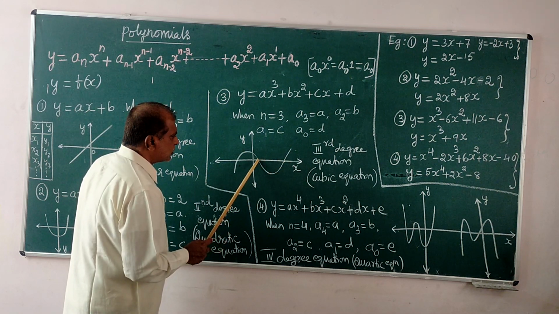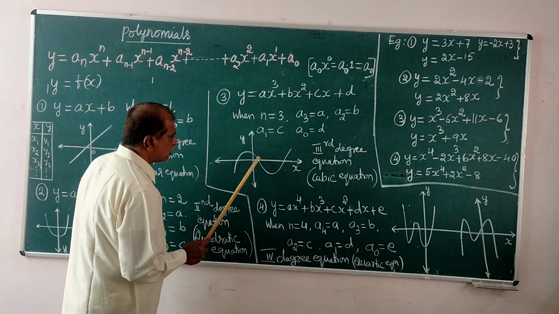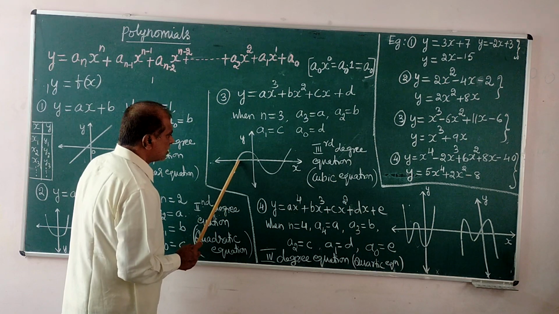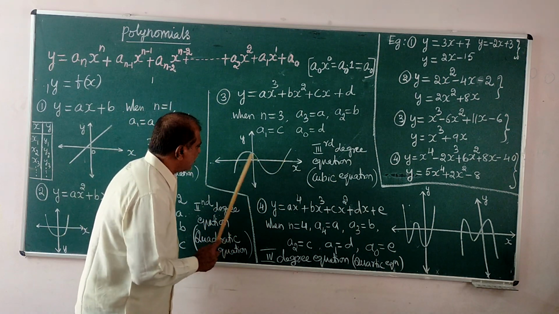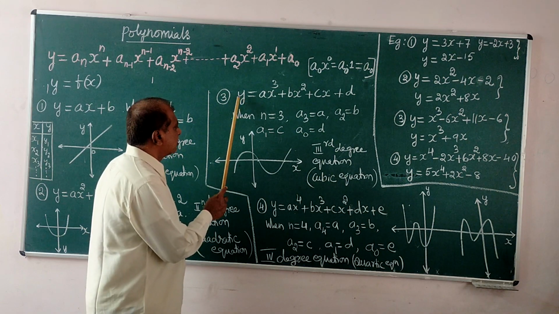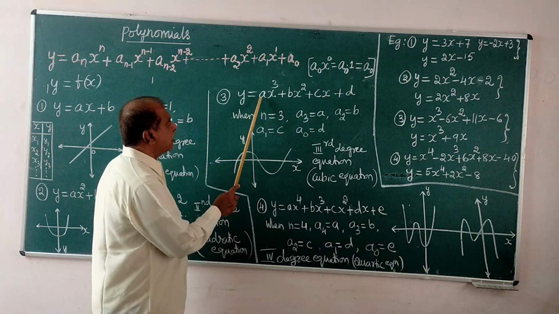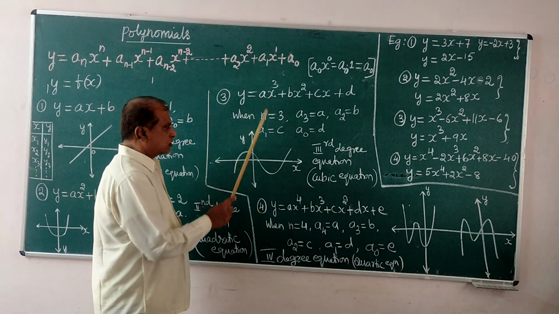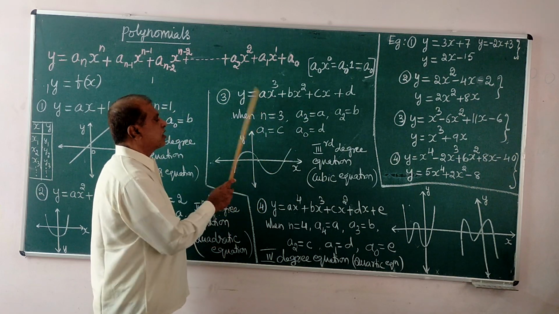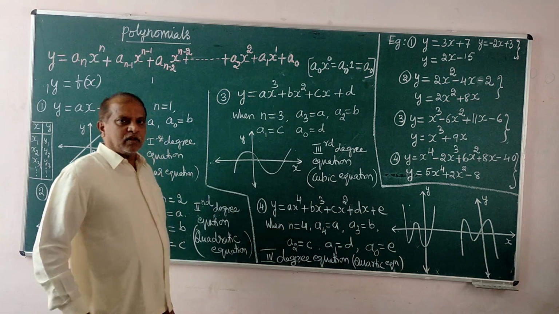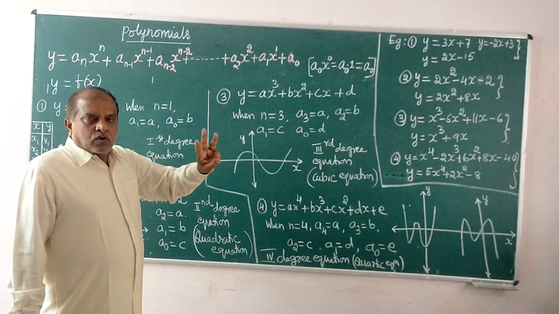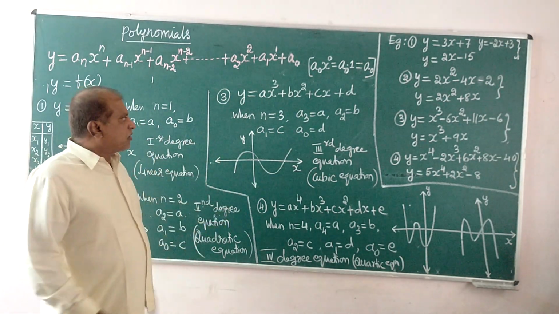But here the value of y is not 0. X is 0 here. This value is not 0. These are the possible values of x. These values of x, when y equals 0, are called zeros of this polynomial. They are also called roots of this polynomial, a root of the cubic equation. How many roots are possible? 3 roots. So 3 values of x are possible when y equals 0.